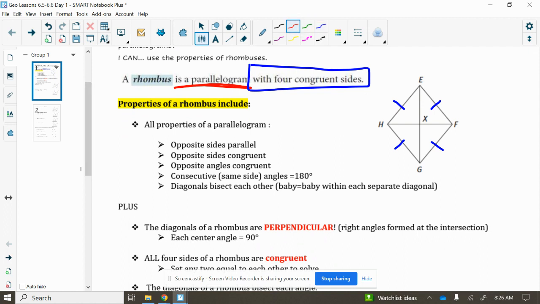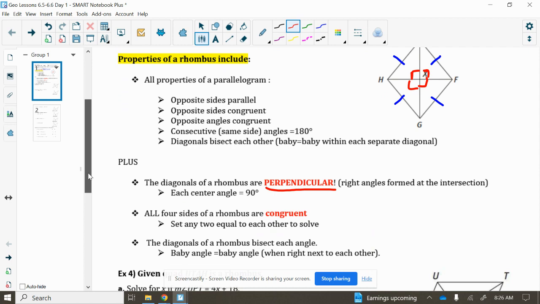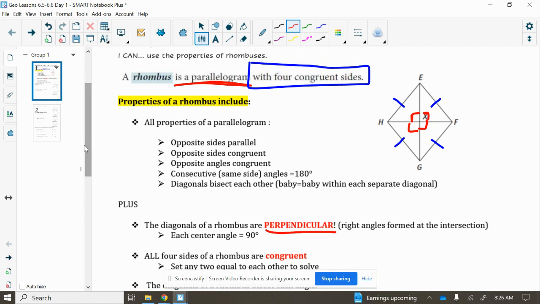Another huge property here is that the diagonals are perpendicular. So that means that they are creating 4 right angles on the inside here. So we have those angles inside that equal 90 degrees. And then last but not least, we have the diagonals also bisecting each of the opposite angles.